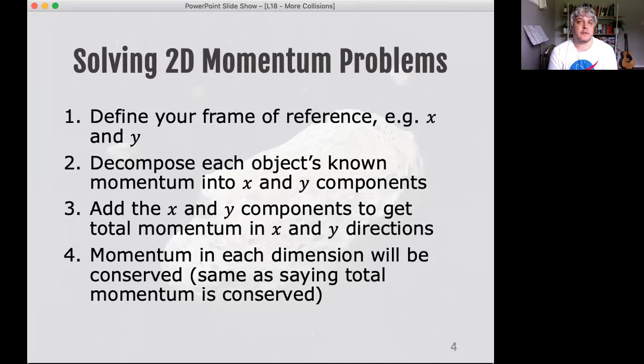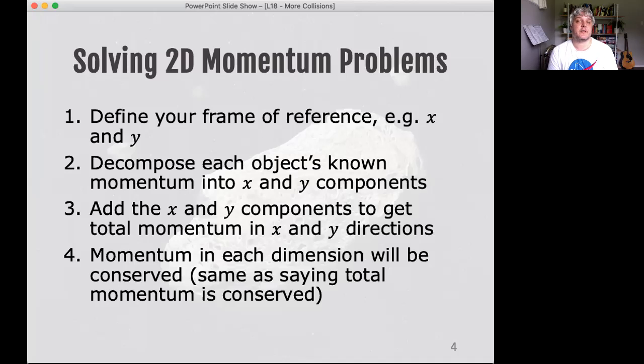Define your frame of reference. This is no longer one-dimensional. This is now two-dimensional, so you'll need an X and a Y, for example. You could use any combination, as we've talked about when we talked about frames of reference. You could use I's and J's instead of X's and Y's. It doesn't really matter. Once you know the frame of reference, decompose whatever you know about the system into the X and Y. So you might know the initial momentum or the final momentum or part of each or something. Whatever you know, decompose it into your X's and Y's. Add the X and Y components to get the total momentum in the X and Y directions. And the momentum in each dimension will be conserved.